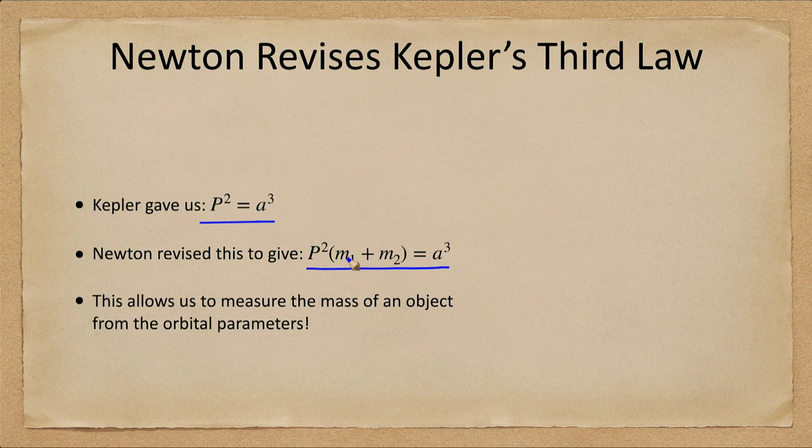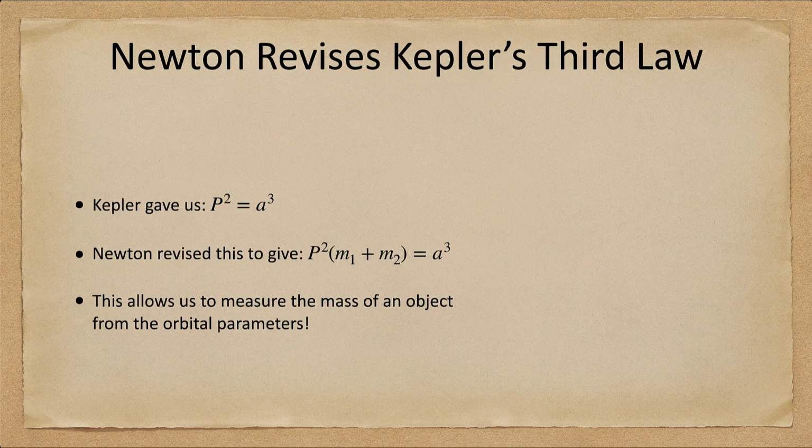What this means now is that we can determine the mass of a system by measuring its semi-major axis, the average distance between the two, and the orbital period. So if we determine those, we can determine the mass. We're going to find this very useful for determining masses of stars and galaxies when we get further out into studying other parts of the universe.